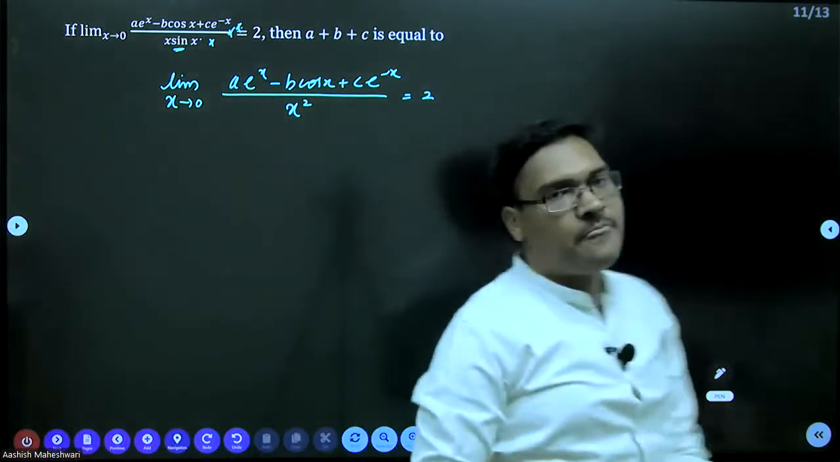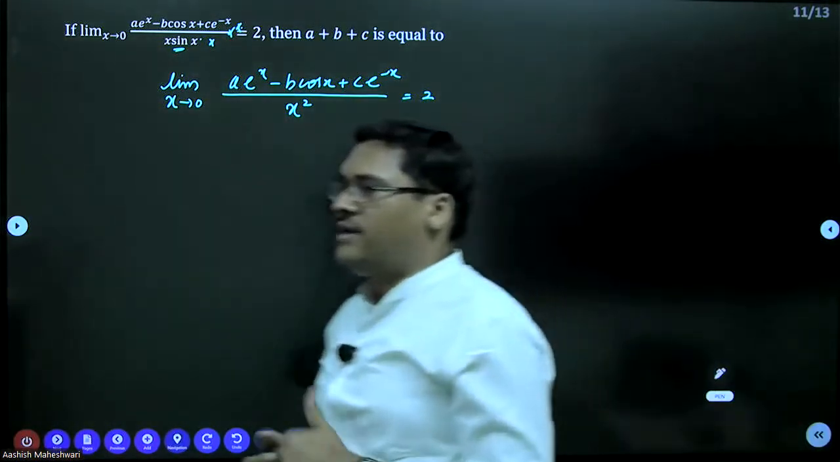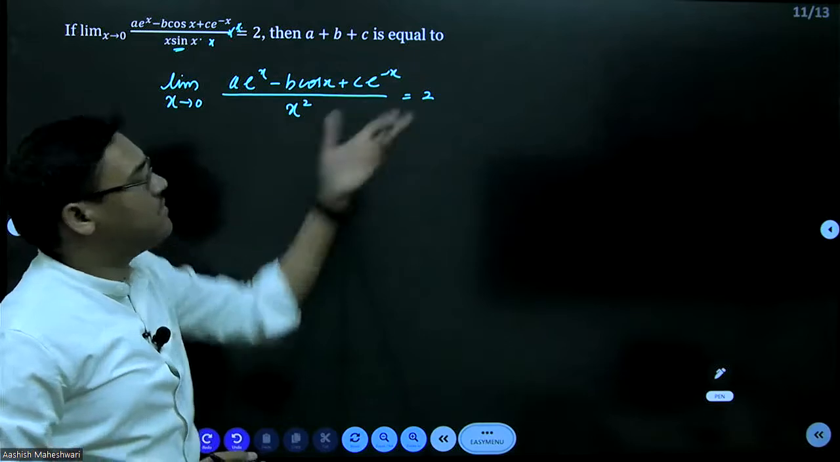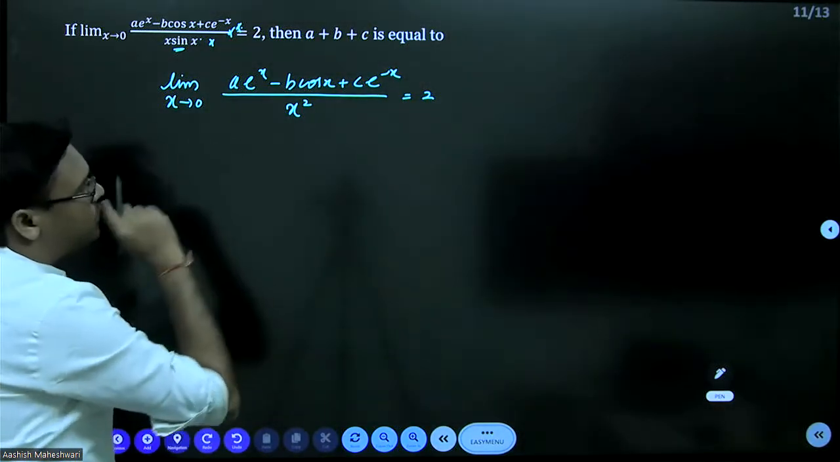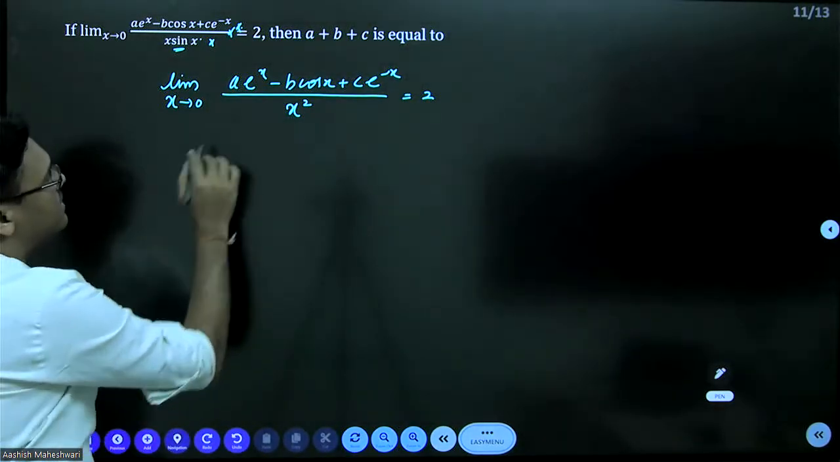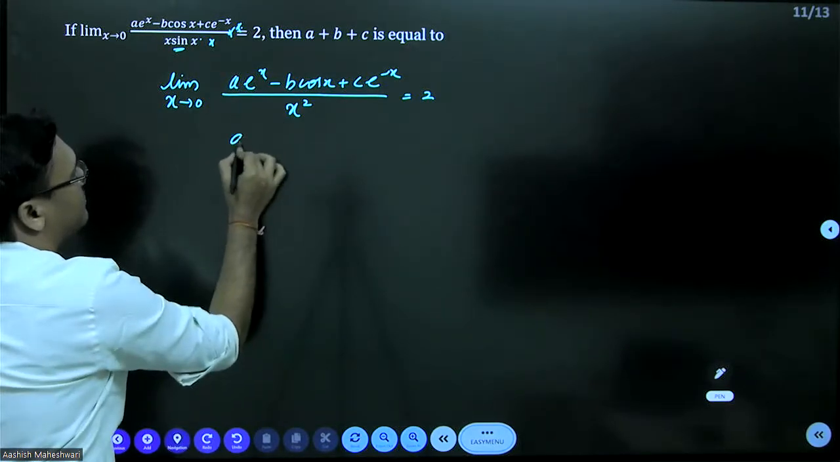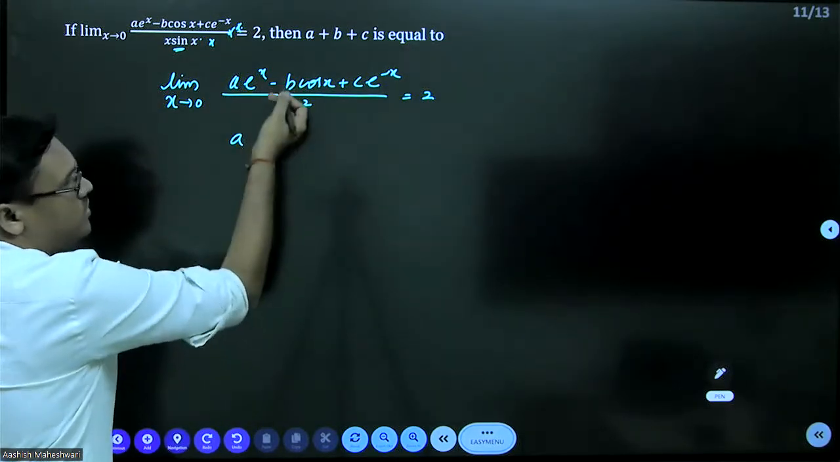Correct? Now see, you have to find the values of a, b and c here. a plus b plus c, meaning we have to find the values of a, b, c, right? Now observe, as x is approaching 0, you can first see this is a, e raised to 0 will become 1.